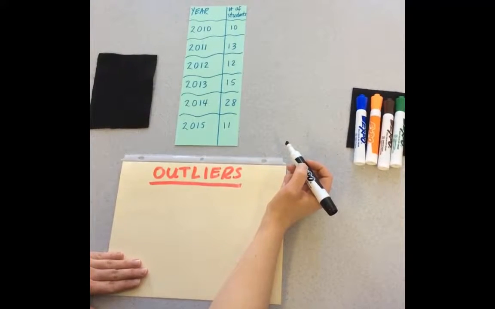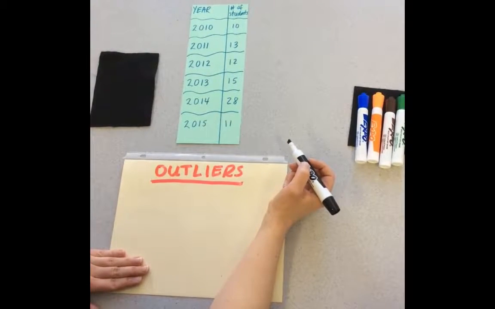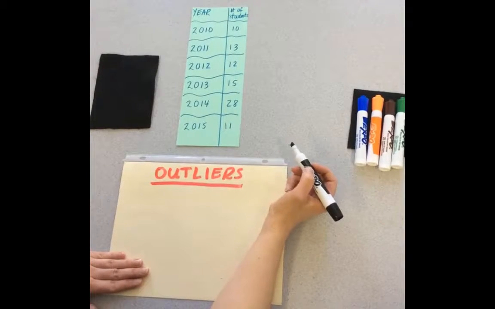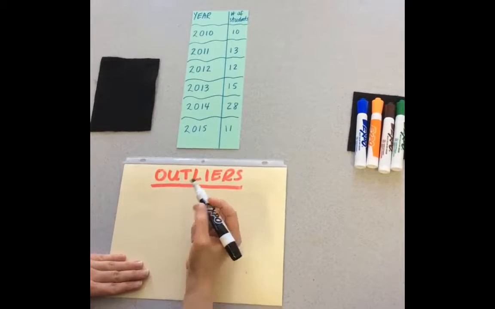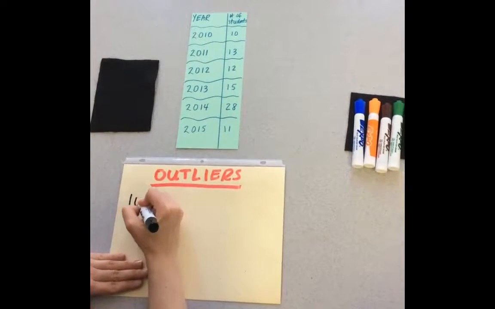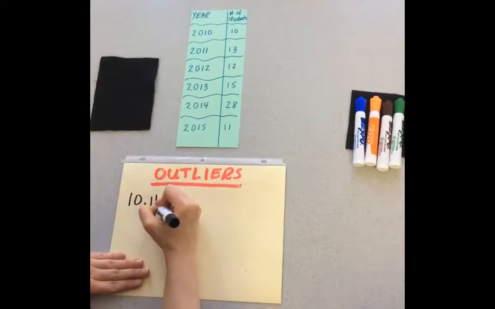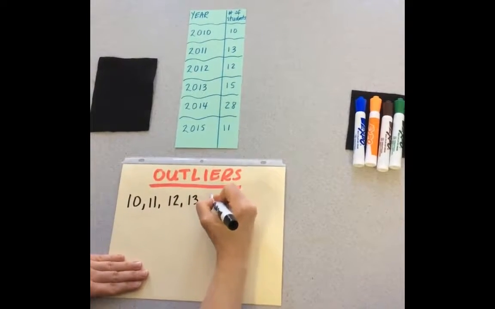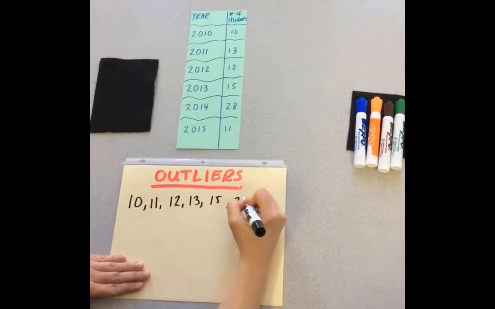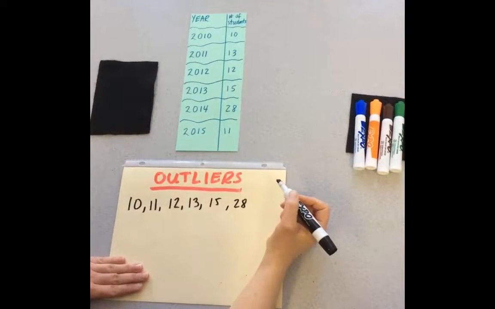So let's have a look. First of all, it might be convenient to order these for us. So if you want to put them in order, we're going to start from the least to the greatest. So we have 10, 11, 12, 13, 15, and 28.